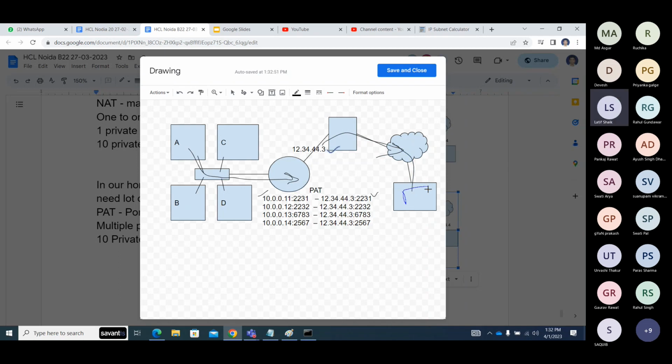The destination received your request and gives a response. It will reach up to here with this IP address. Again, it is reverse translation. It will happen again. Then the packet is forwarded to PC A. Guys, these numbers are stored at the ISP level, not in our router actually. At ISP level only, they manage this.